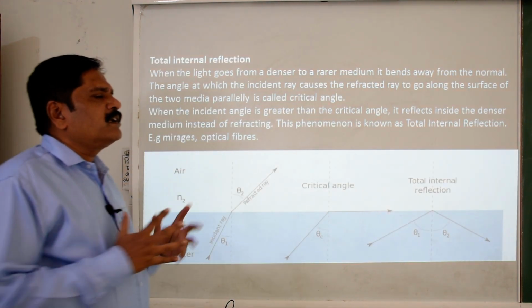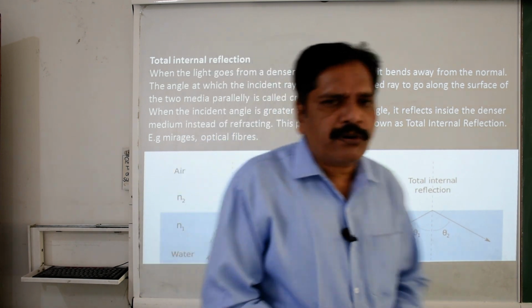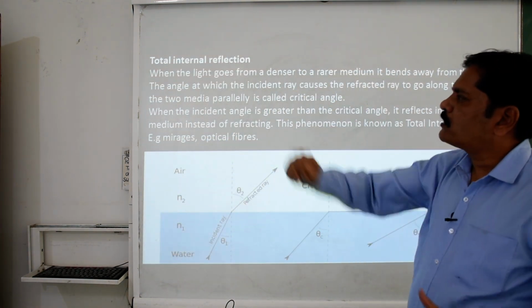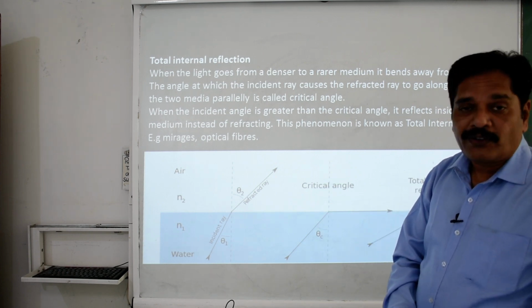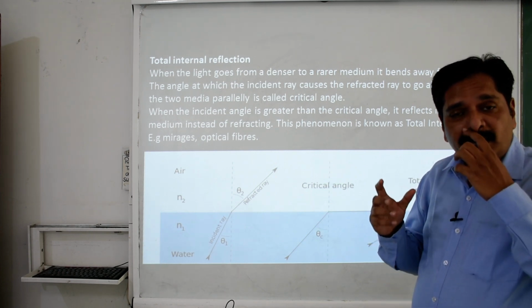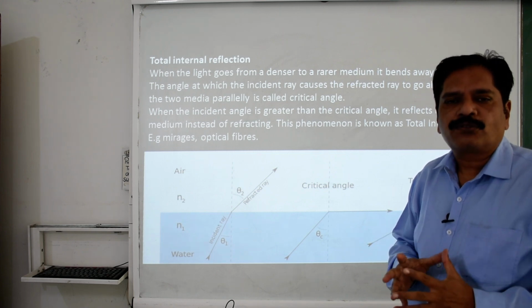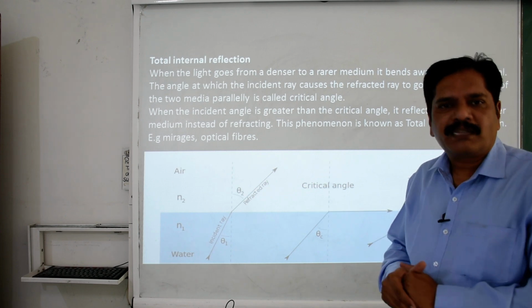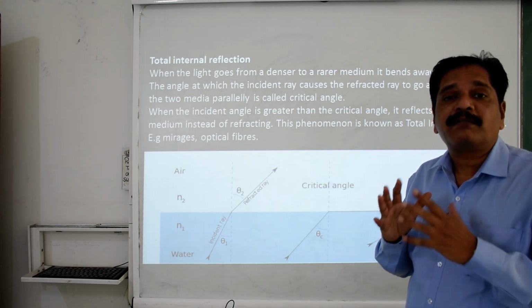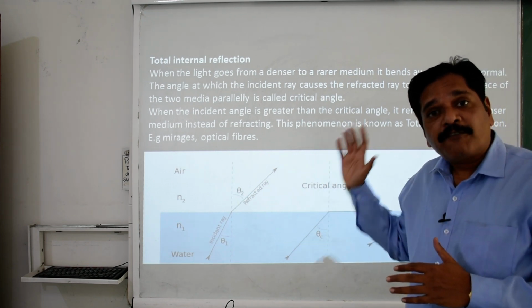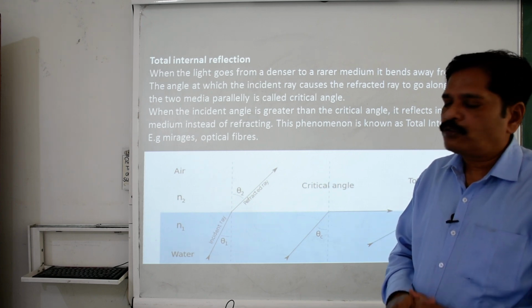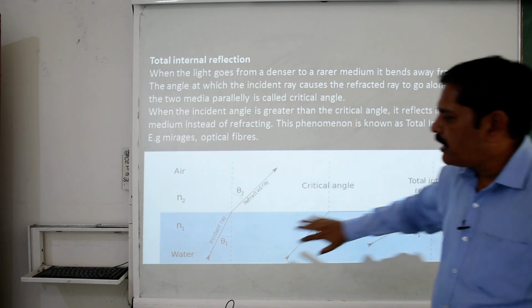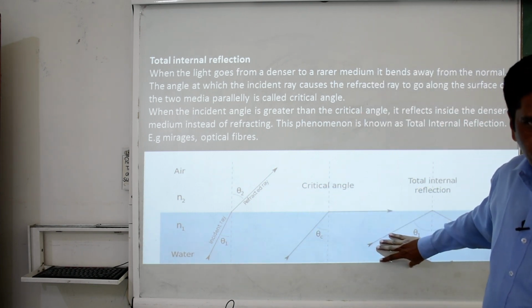Clear? Now here we are going to discuss one more very important and somewhat different type of phenomenon, called total internal reflection. Till today, I think, you have learned that when a light ray passes from one transparent medium to another transparent medium, it will only bend, that means refraction. But here reflection is also possible. So how is it possible? Just consider this is the rarer medium and this is the denser medium, water.